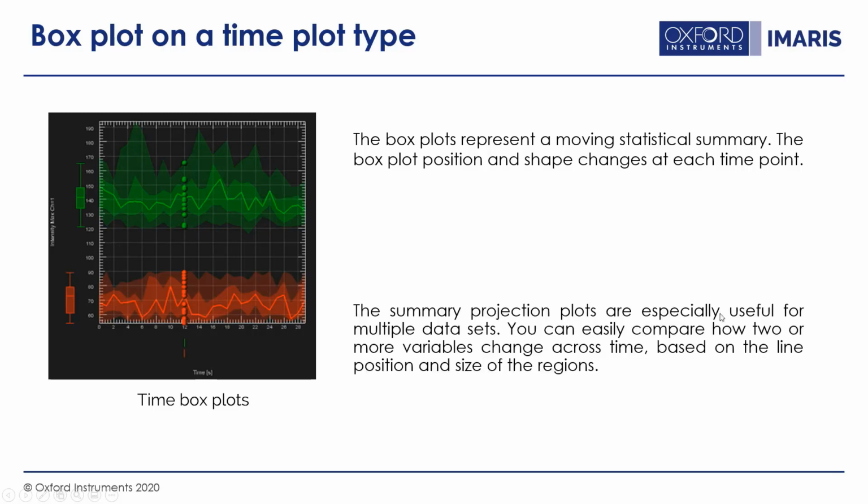The summary projection plots are especially useful for multiple data sets. Like here, you can directly compare 2 data sets. You can easily compare how 2 or more variables change across time based on the line position and the size of the region. So the line position, the median, but also the spread of the regions. As you can see here, in the green we have a much higher spread at the beginning in time point 4 or 5 versus the red objects here.